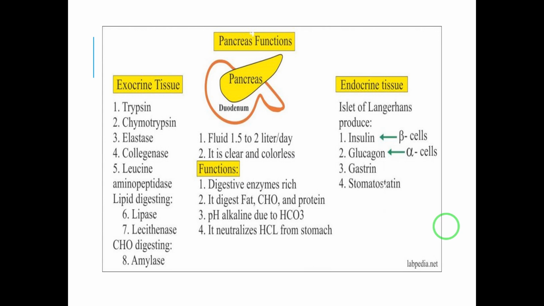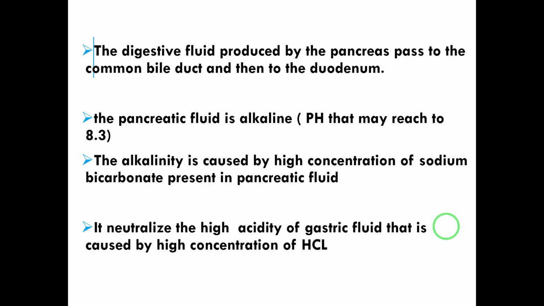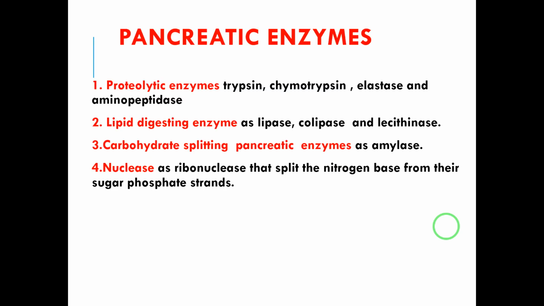And we have the carbohydrate digesting enzyme from the pancreas, which is amylase, a very important enzyme. And we have other enzymes, for example, the nucleases. An example of the nucleases is ribonuclease, which splits the nitrogen base from the sugar phosphate strand. So it is important for the digestion of RNA and DNA.